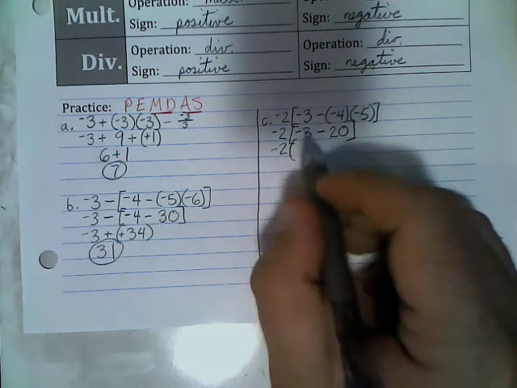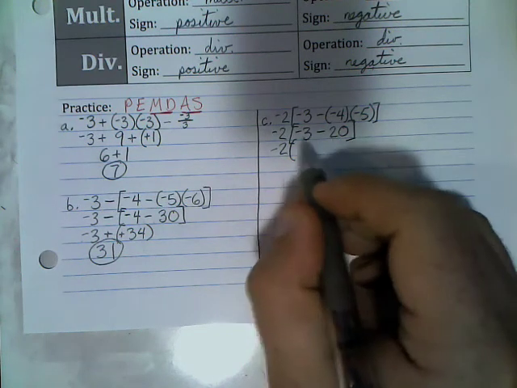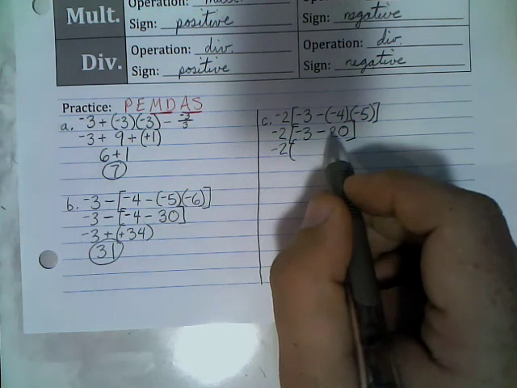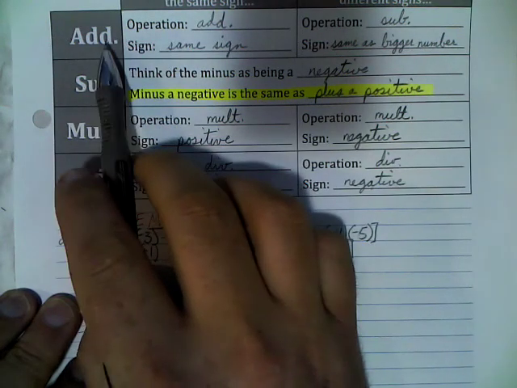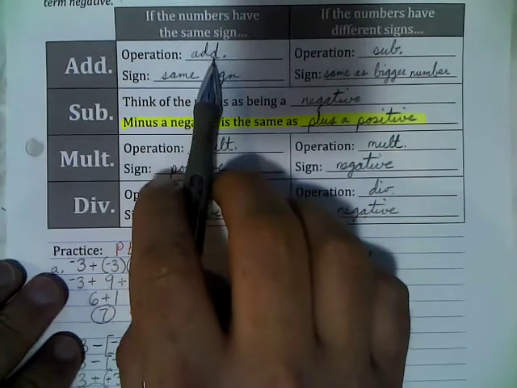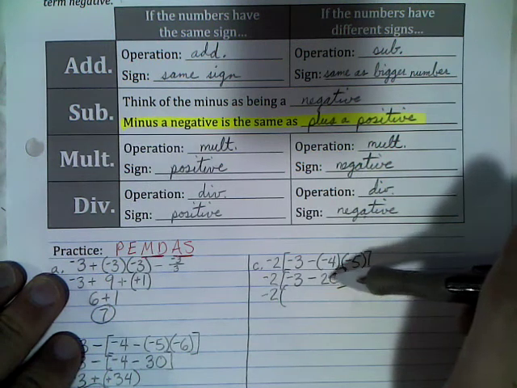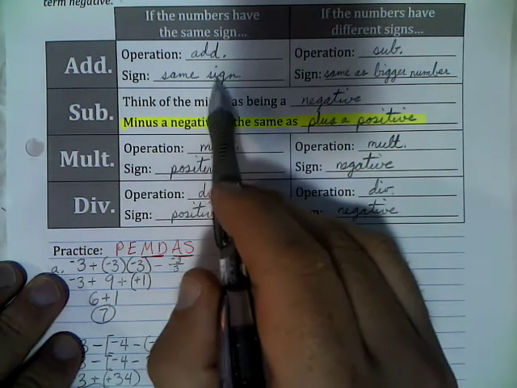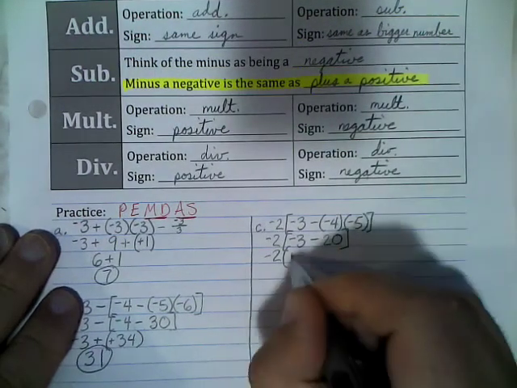So inside I see a negative 3 and then a minus 20. Remember, we're going to treat that like a negative. So this is like negative 3 and then negative 20. So that means that we are adding a negative 3 with a negative 20. If we treat that like addition, they have the same sign, so we are going to add those together. So 3 plus 20 is 23, and they're going to have the same sign as whatever they both have. So they're both negative, so it'll be a negative 23.